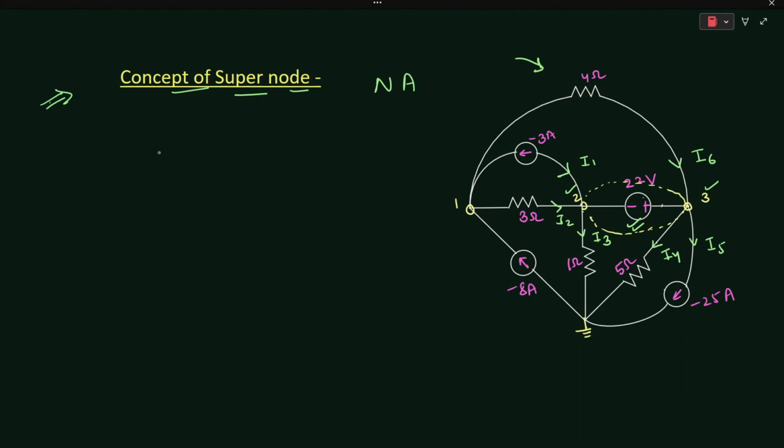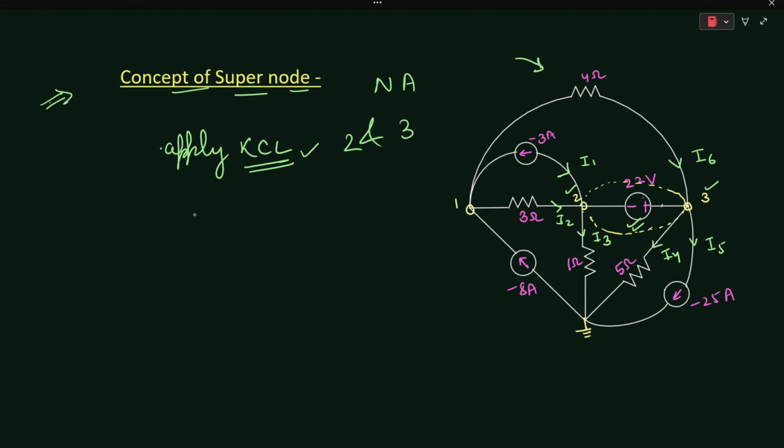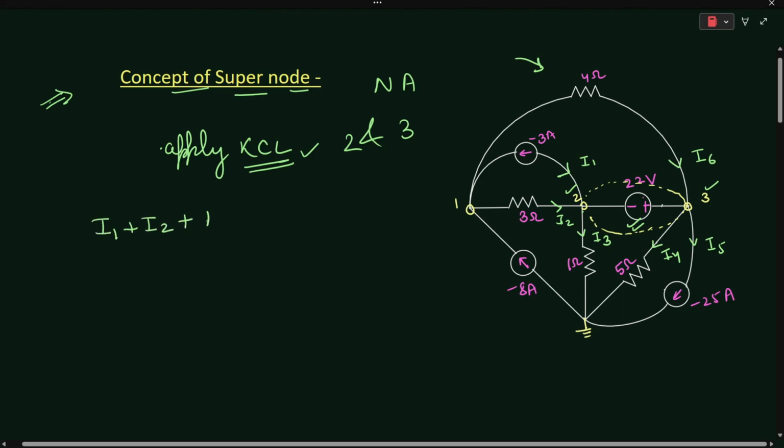After applying KCL at nodes 2 and 3, the sum of incoming currents is equal to the sum of outgoing currents. So I1 plus I2 plus I6 is equal to I3 plus I4 plus I5. On further simplifying, if this node is 1, then the voltages across are V1, V2 and V3.